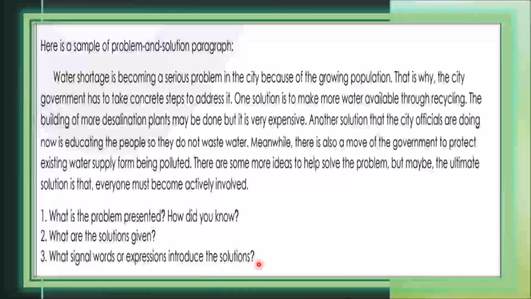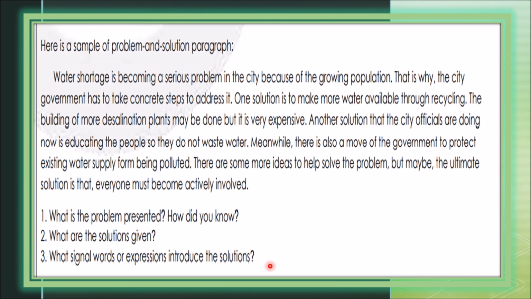So what is the problem presented there? What is the problem presented? It is the water shortage. And how did you know? Because of this phrase, a serious problem, right? And what are the solutions? Okay, these are the solutions. One solution is to make more water available through recycling. What else? The building of more desalination plants. And another solution is educating the people so they do not waste water.